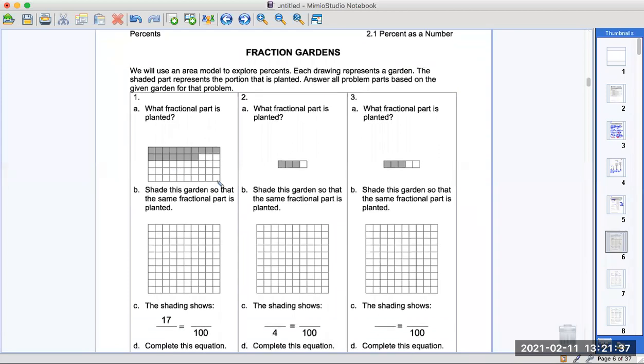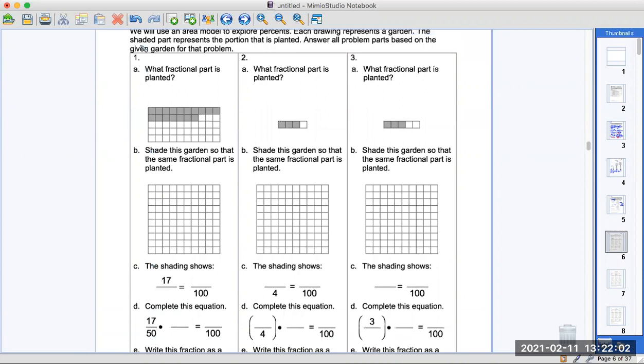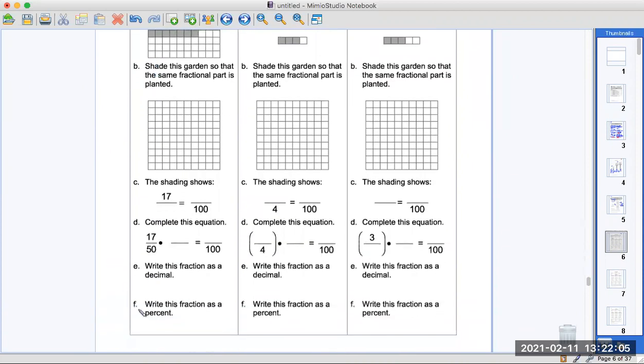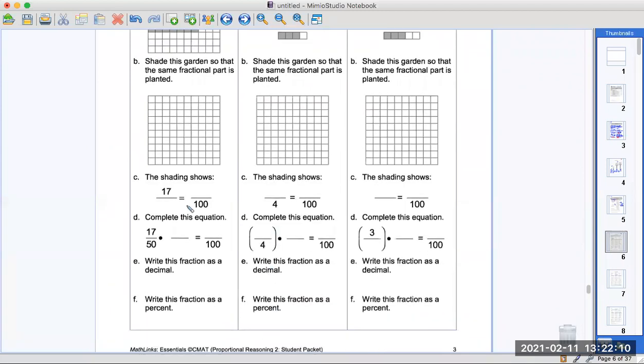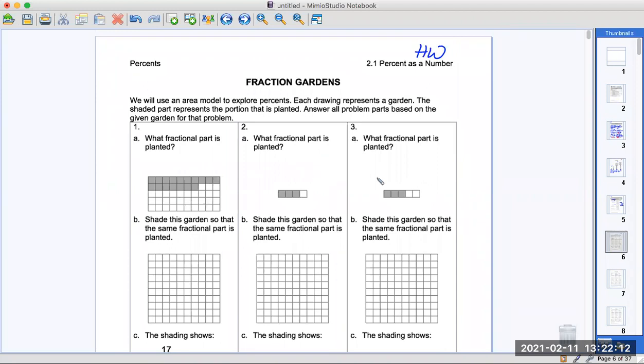This is an area model because you have an area here. We will use an area model to explore percents. Each drawing represents a garden. The shaded part represents the portion that is planted. Answer all problem parts based on the given garden for that problem. Notice the problems go downwards. So problem 1 has all these parts. 2, all these parts. So I'm going to do 1 for you, and then you can do 2 and 3.